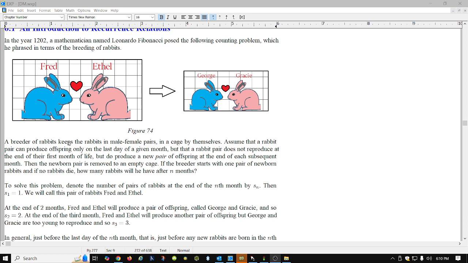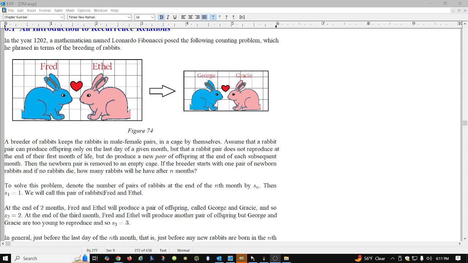Then the newborn pairs move to an empty cage. Now, if the breeder starts with a single pair of newborn rabbits, and if we assume no rabbits die, how many rabbits will the breeder have after n months? That is the question.